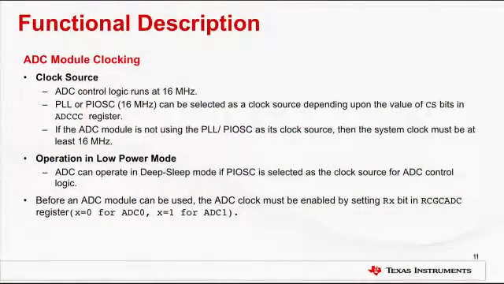Before we talk about the other features of the ADC, we will first take a look at the ADC clocking. The ADC module is clock gated, that is, before the ADC module can be used, the clock to the ADC module must be enabled by setting the Rx bit in the run mode clock gating register. The ADC control logic runs at 16 MHz. The clock source can be selected by setting the clock source bit in the ADC clock source register. The clock source can be PLL or precision internal oscillator. Otherwise, the system clock must be at least 16 MHz. To reduce the overall current consumption, the ADC can be operated in deep sleep mode with precision internal oscillator selected as the clock source.